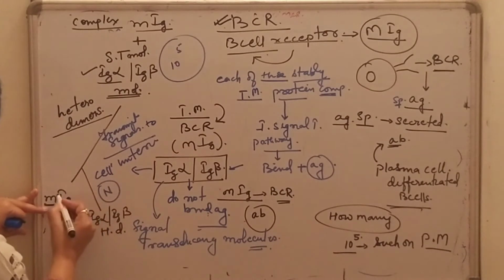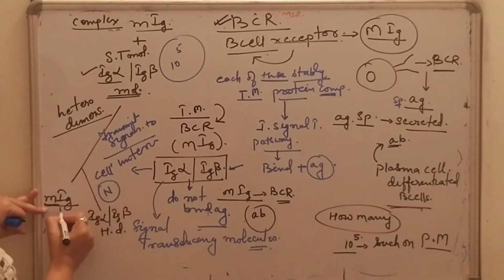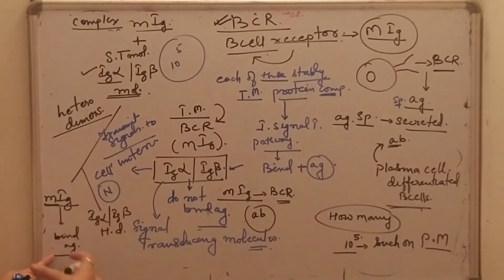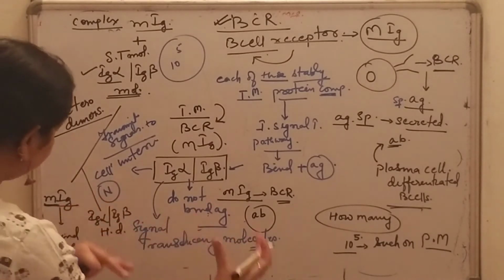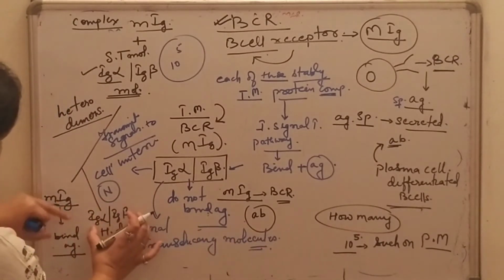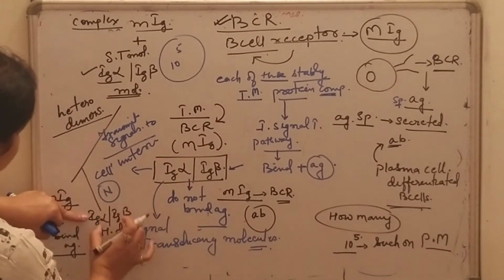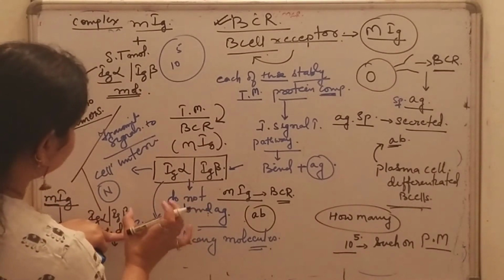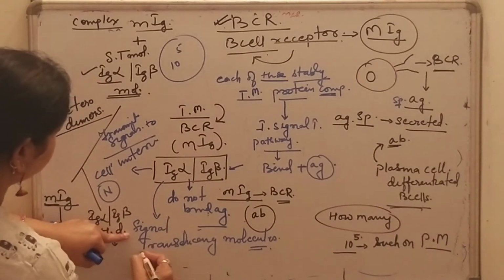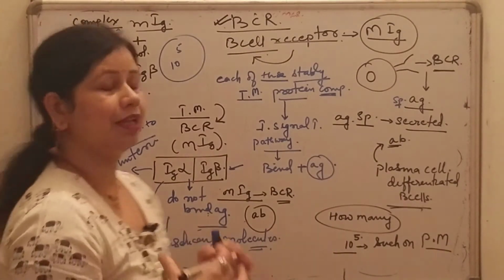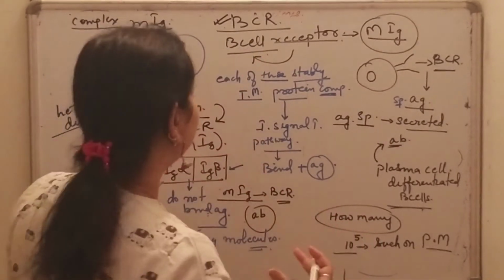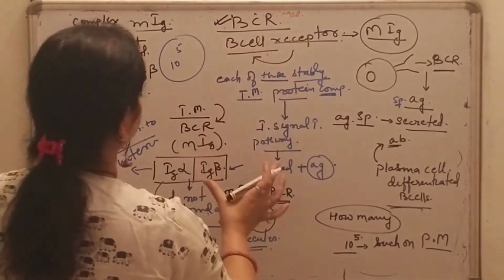The function of membrane immunoglobulin is to bind antigen, and then a specific immune response is initiated against this antigen. The function of the Ig alpha and Ig beta heterodimer is to transmit the signal to the cell's interior, or nucleus, to change the pattern of gene expression. So it is clear now what a B cell receptor is.